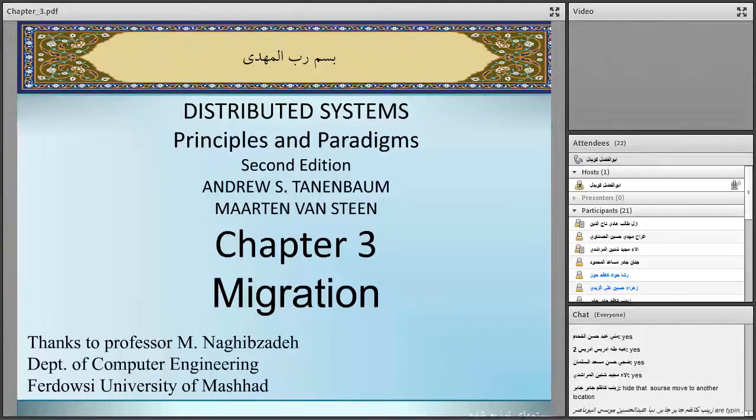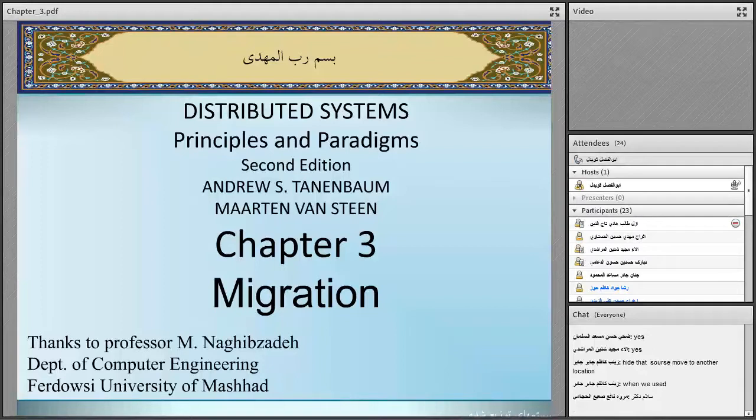Yes, it's about migration transparency, exactly. We discussed that transparency is very important in distributed systems. And we said that transparency has different forms. For example, location transparency, relocation transparency, replication transparency, and migration transparency is a form of transparency. So in this chapter, we want to study migration in detail. What is migration? And then we will conclude what is migration transparency and why we are looking for migration transparency.